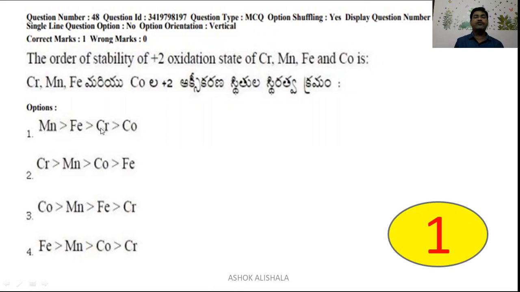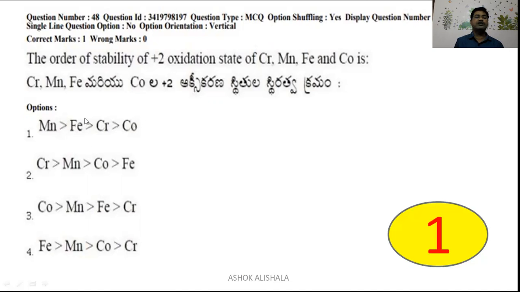Here they generally do not follow the general trend, but manganese has d5 electrons, so it is not possible to easily remove the electron in the +2 oxidation state. Iron has 26 electrons, and chromium has 24 electrons, that is, 4 electrons in the d orbital, whereas cobalt has +3. But Mn+2 is more stable than Fe+2, and it is more stable than chromium. Remember, chromium +2 and cobalt +2 are not stable. Generally, chromium exists in the +3 oxidation state. Cobalt also exists in the +3 oxidation state.